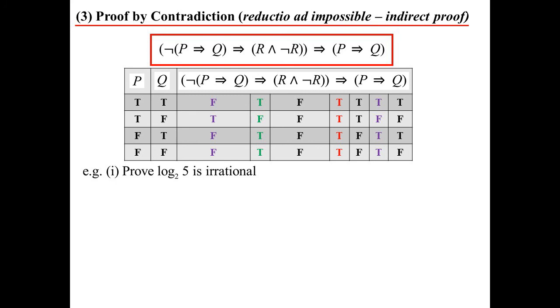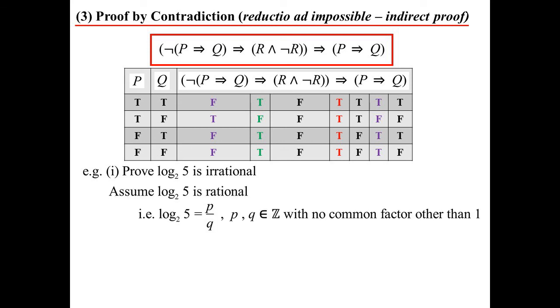Let's prove that the log of 5 base 2 is irrational. So we will assume it is rational. So therefore, log of 5 base 2, similar to what we did with the square root of 2 last year, is equal to P over Q, where P and Q belong to the integers, but there's no common factor other than 1, so it's in its simplest form, P on Q. Well, if that's true, then I could rearrange that and say 2 to the power of P on Q is equal to 5, which means 2 to the power of P would equal 5 to the power of Q.